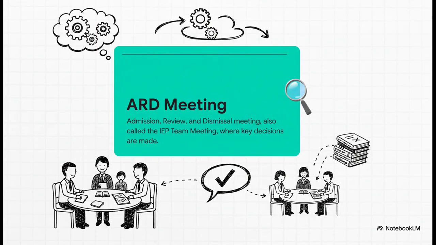Now, you might hear the term ARD meeting, especially depending on what state you're in. Don't let it throw you. Admission, review, and dismissal, it's just another name for the IEP team meeting. It's the big sit-down where everyone on the team, including you, gets together to make all the important decisions.